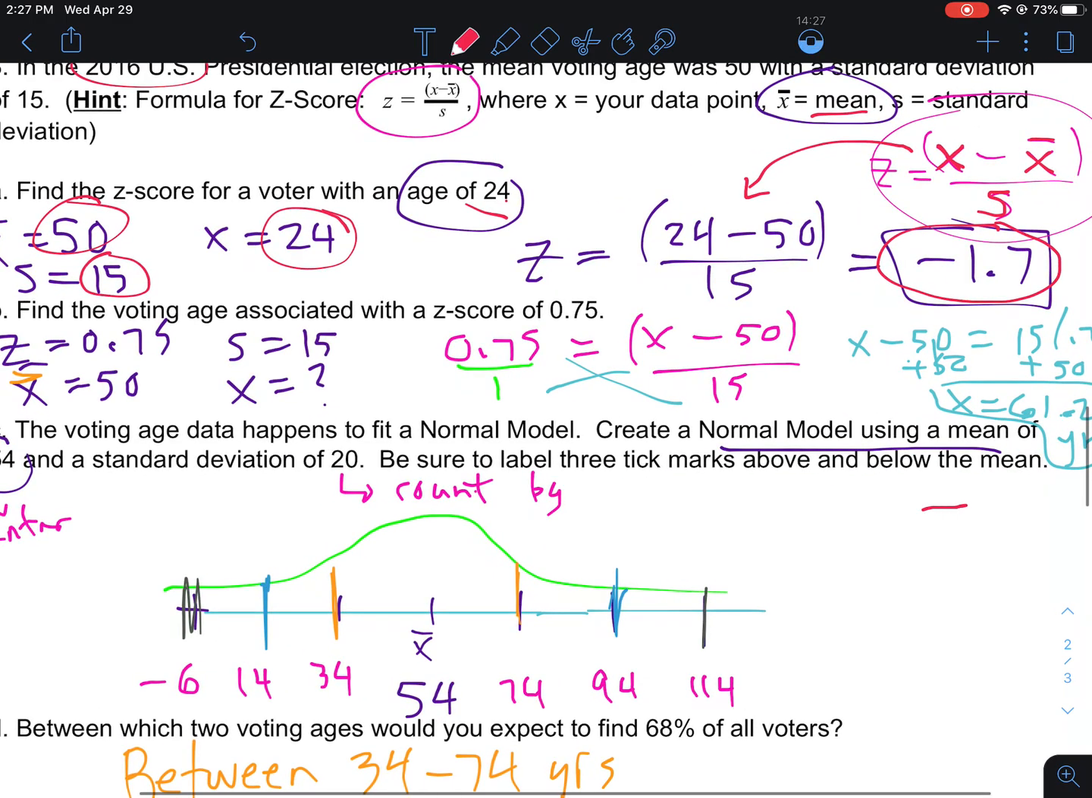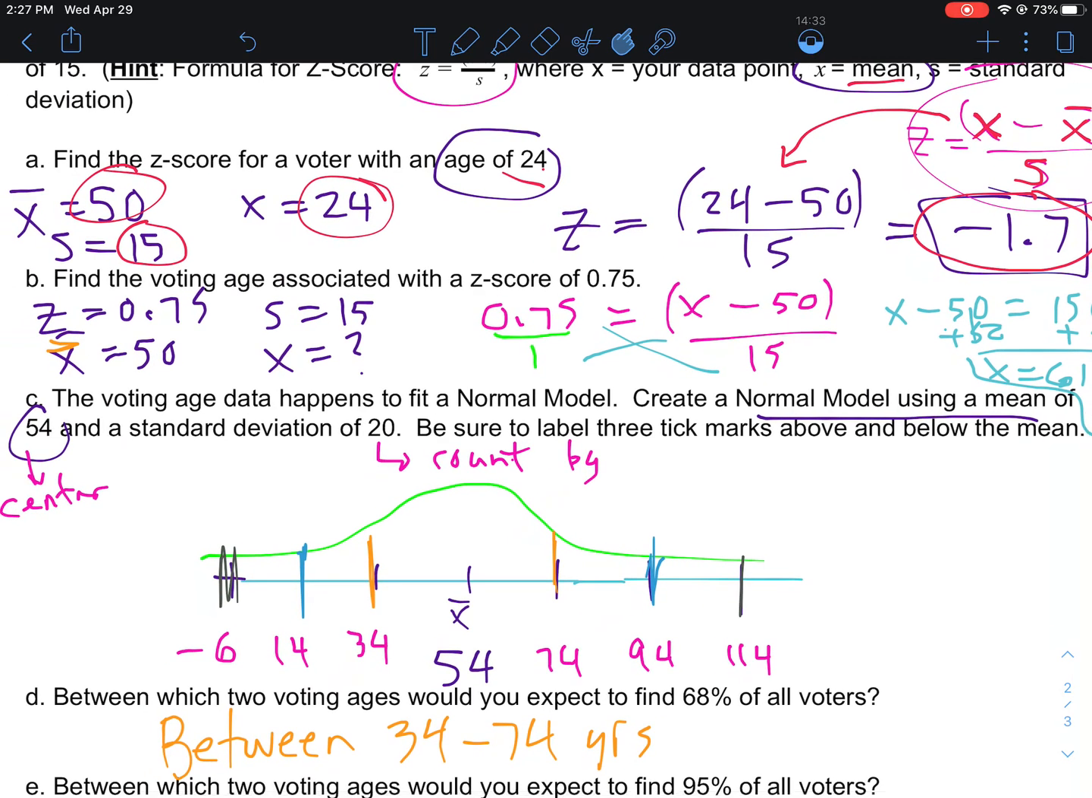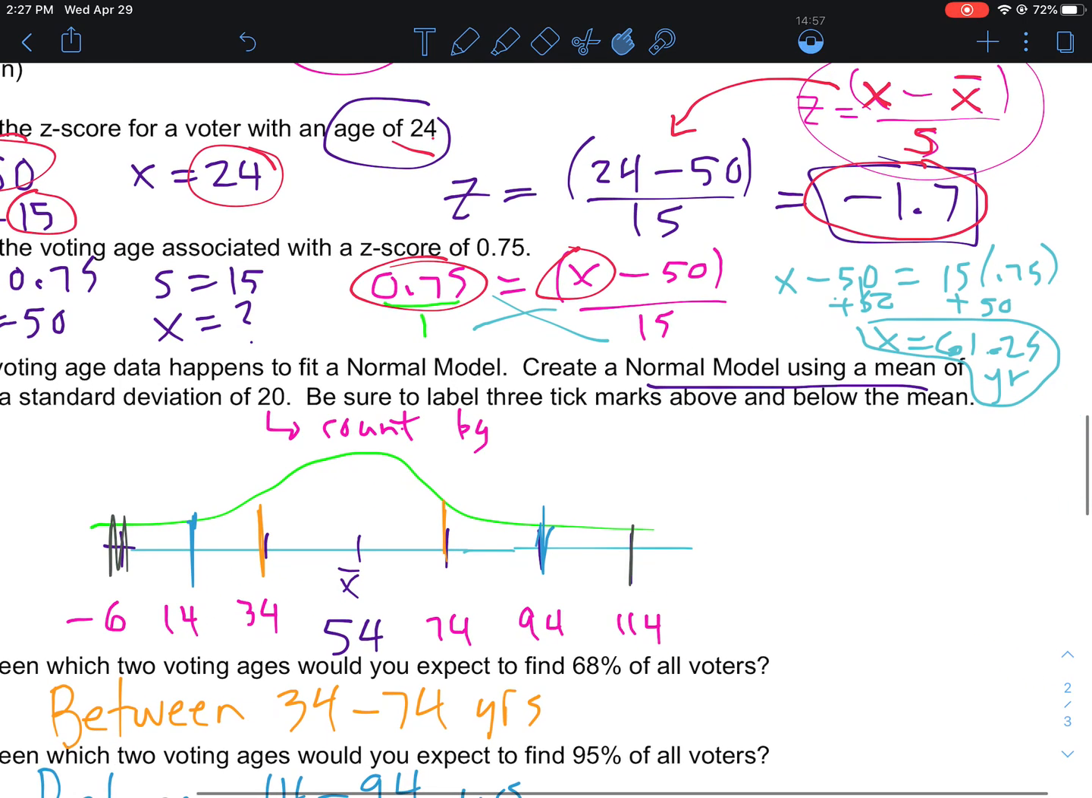And in part B, they're saying, let's say you have a z-score of 0.75. That's someone that is almost a full deviation above average. Since you're counting by 15s, that's your deviation. Someone who's almost 1 deviation above average is someone who's almost 15 years above 50, but not quite. And so what that would mean is you'd have to plug in for z on the left, x on the right, and cross multiply and solve that. And you would discover that a 61-year-old person would be about 0.75 standard deviation above average.